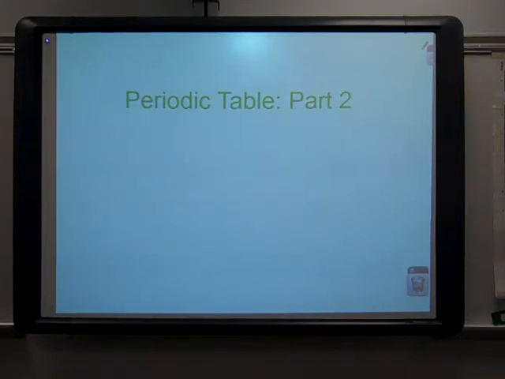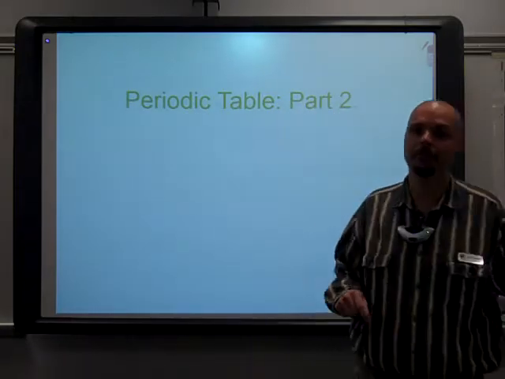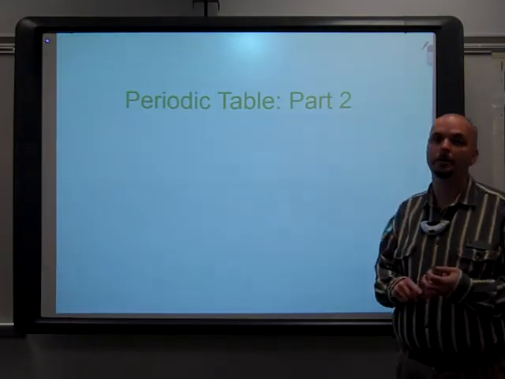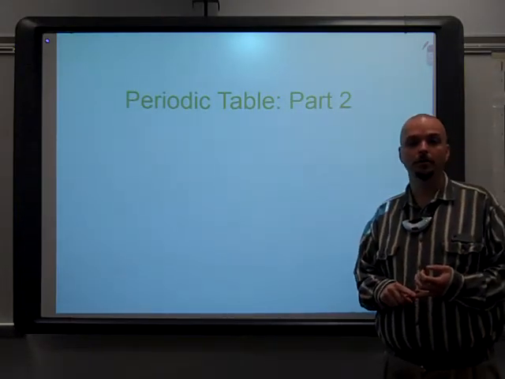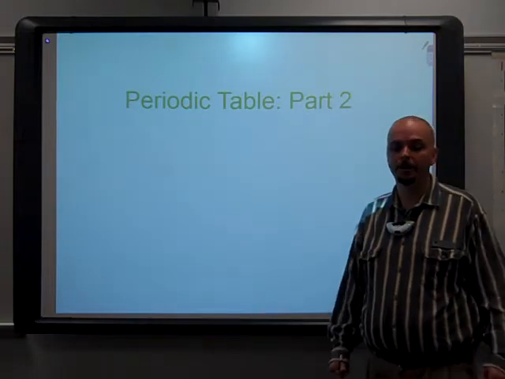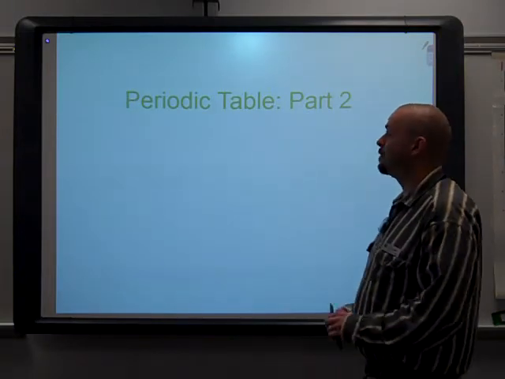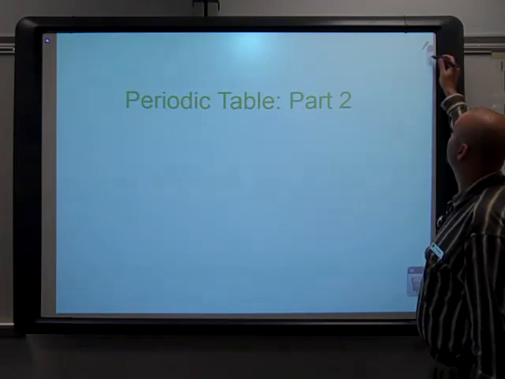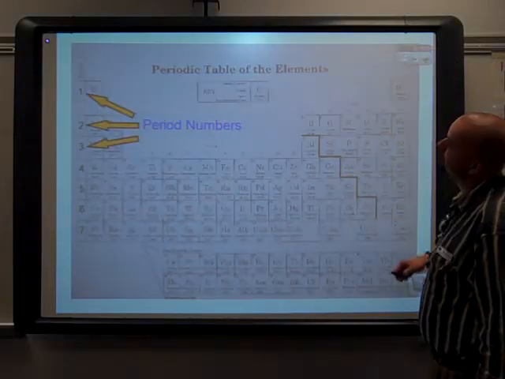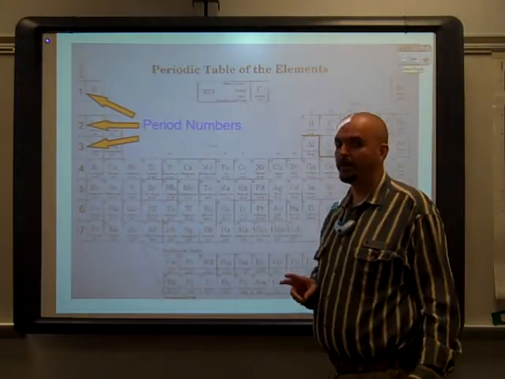All right, this is part 2 of the periodic table. In this part, I will talk about the numbers that are outside of the boxes. In the first video, I talked about atomic number and atomic mass, the two numbers that you'll find inside each box in the periodic table. What I'm talking about today are the numbers that you will find outside of the box. There are two sets of numbers.